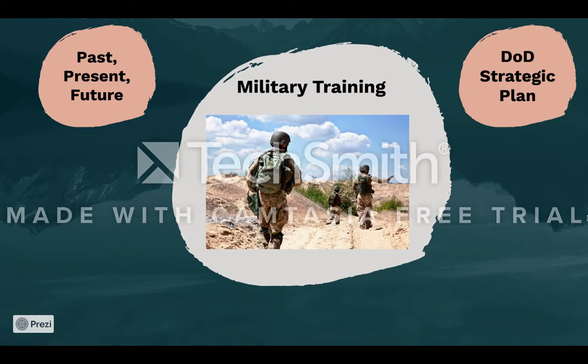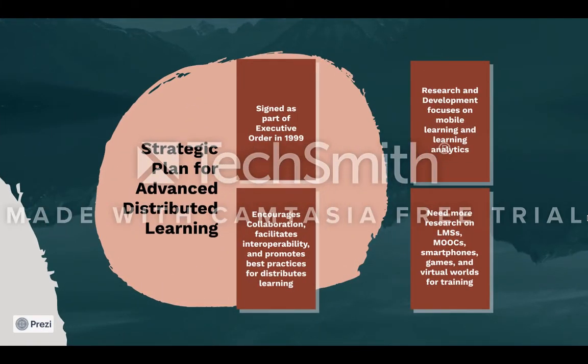In order to fully understand where we're going in the future with military training, it's important to understand both the past and the present. The Strategic Plan for Advanced Distributed Learning was signed as part of an executive order by President Barack Obama in 1999. It encourages collaboration, facilitates interoperability, and promotes best practices for distributed learning. It also emphasizes research and development that focuses on mobile learning and learning analytics. Finally, it suggests more research for LMSs, learning management systems, MOOCs, smartphones, games, and virtual worlds.